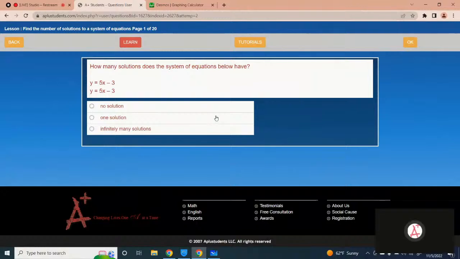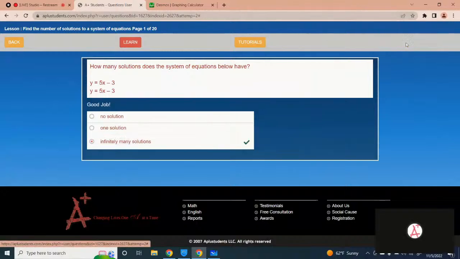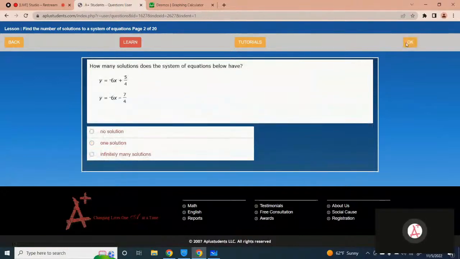So select the correct option, that is infinitely many solutions. Got it? Okay, the next one is y equals negative 6x plus 5 by 4 and y equals negative 6x minus 7 by 4. Both the equations have the slope negative 6, and the y-intercept is 5 by 4 for equation 1 and negative 7 over 4 for the second equation.